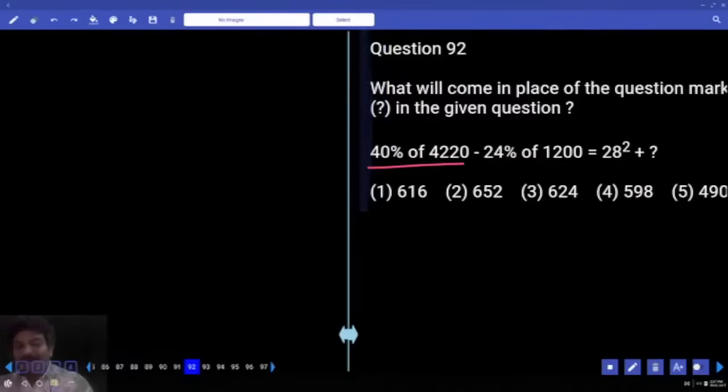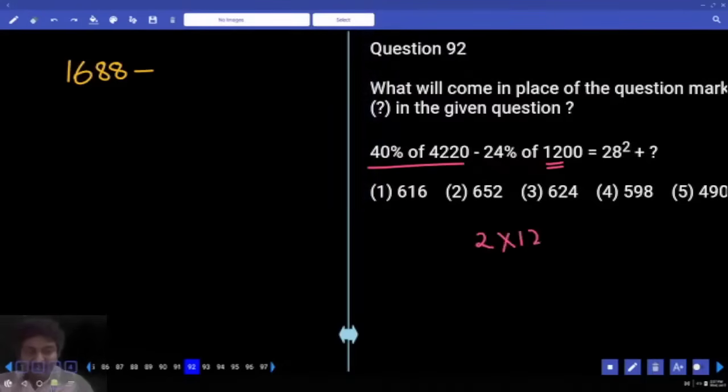10% double. What is 10%? Because the numbers are easy to calculate, I am directly multiplying it with 4. 400 4 times. 22 4 times. That is 1688 minus 24%, in the sense 24 into 1% value. What is 1%? 24, can I write it as 2 into 12? Already into 12. 2 into 12 square. 2 into 144. 288.